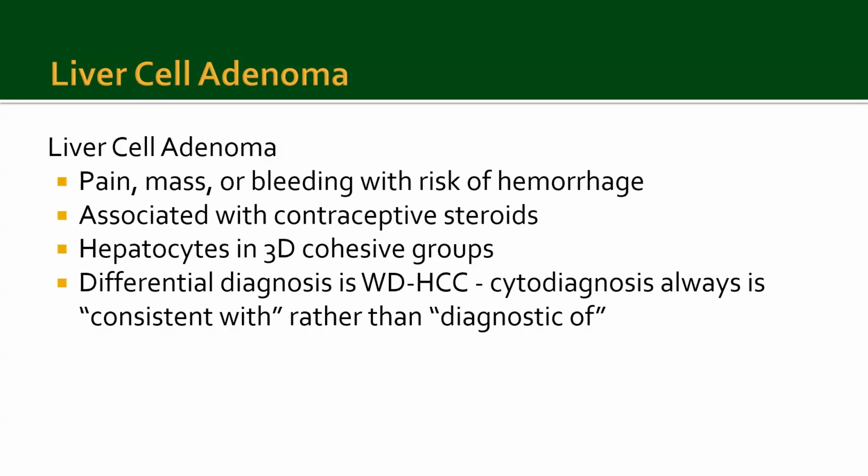The trouble with these is that the differential diagnosis is a well-differentiated hepatocellular carcinoma. Because of that, on cytodiagnosis, it is recommended to say consistent with a liver cell adenoma rather than diagnostic of, just because it can be really difficult to distinguish between a well-differentiated tumor and a benign adenoma. So we never want to say fully diagnostic of and send the patient on their way. If you're suspecting this, it's recommended to perform other studies to fully rule out the well-differentiated tumor.